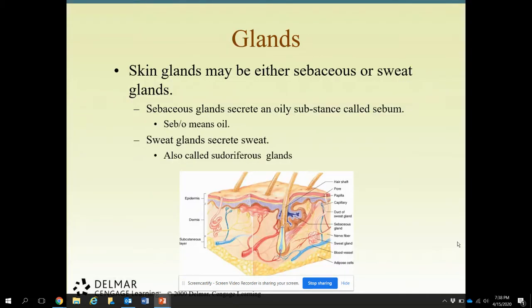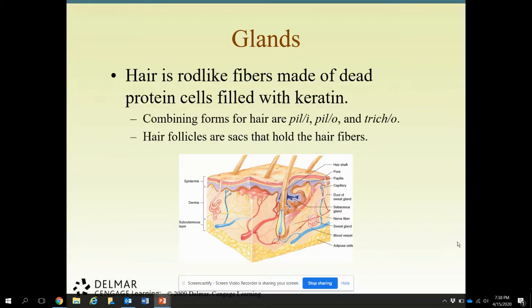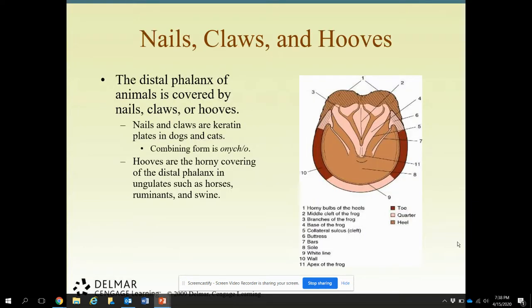Skin glands may be either sebaceous or sweat glands. The sebaceous glands secrete an oily substance called sebum. The sweat glands secrete sweat. Hair is rod-like fibers made of dead protein cells filled with keratin. So hair follicles are sacs that hold the hair fibers.